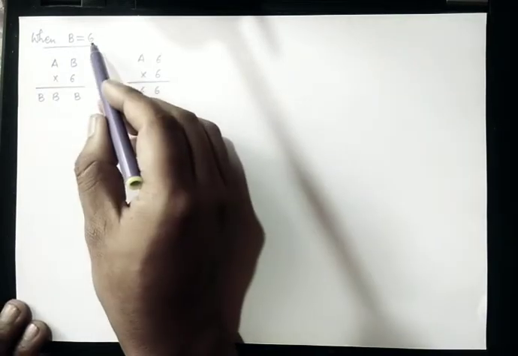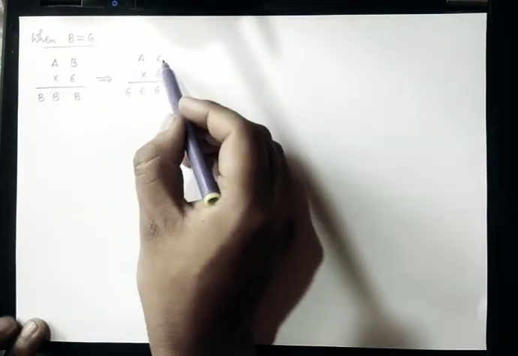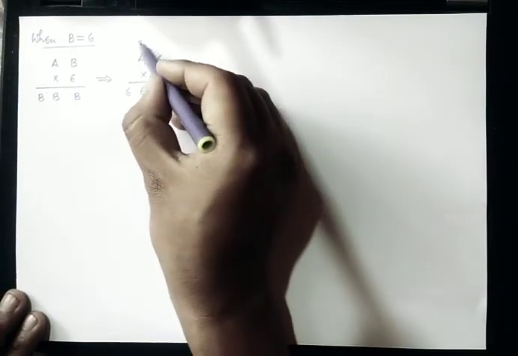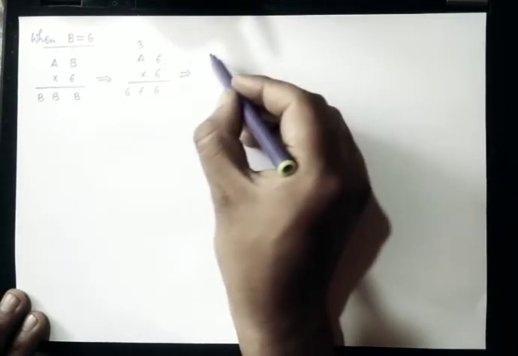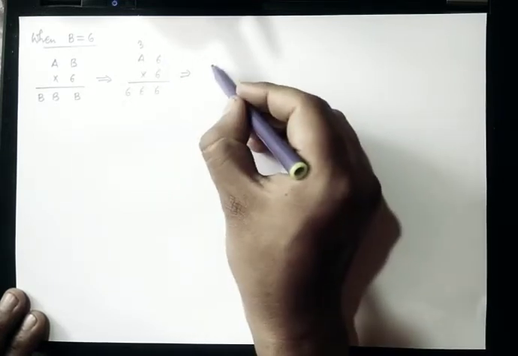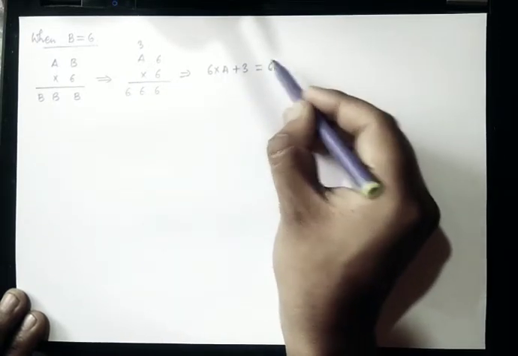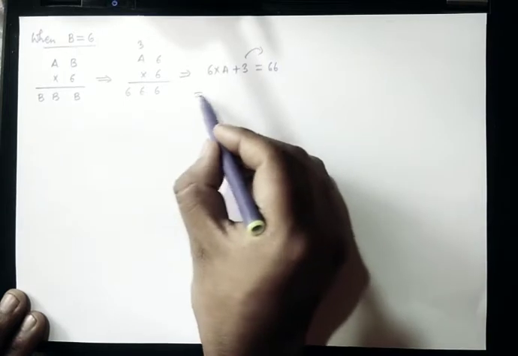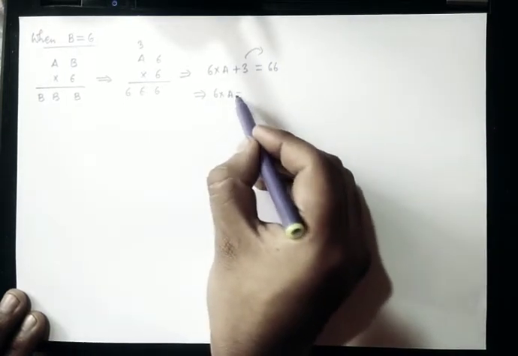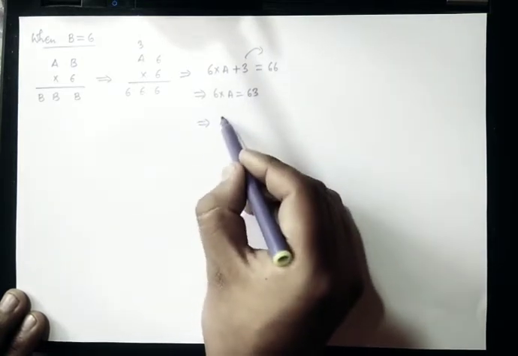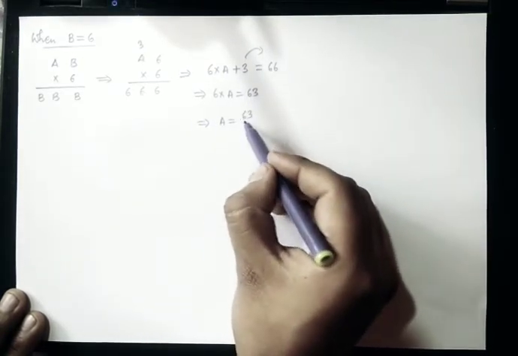Okay, so the next value for B is 6. So when B is 6, then the question becomes this one, right? So let's do the multiplication. 6 into 6 is 36. 3 is carried over. So the same thing is happening here. So 6 into A plus the carried over, that is 3, will be equal to 66, right? So this 3 will go there. So I'll get 6 into A equals 66 minus 3, which is 63. So from here we have A equals 63 by 6.